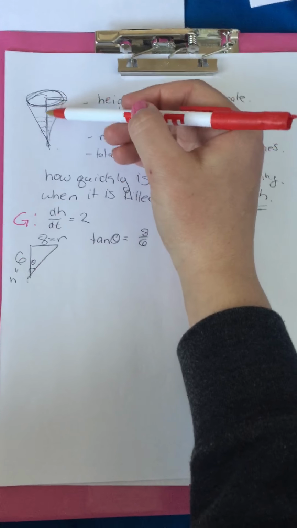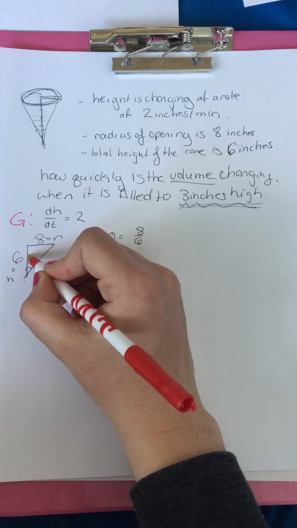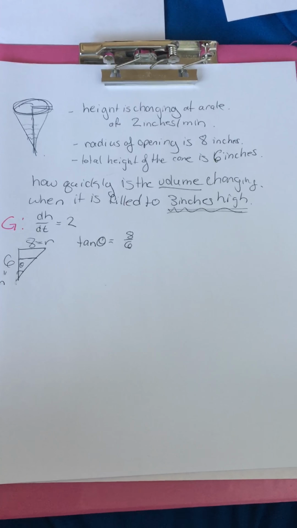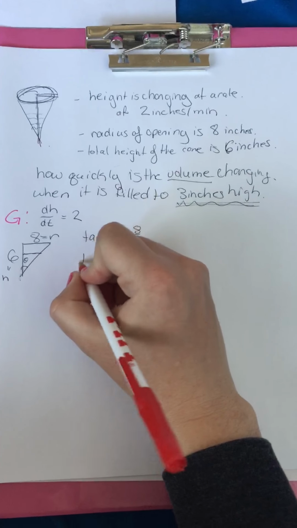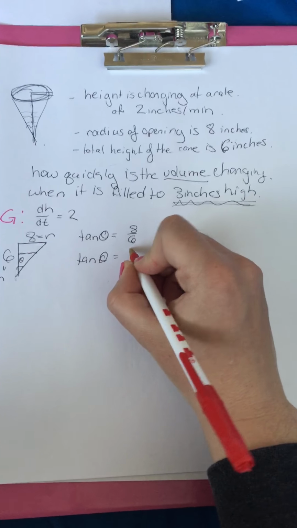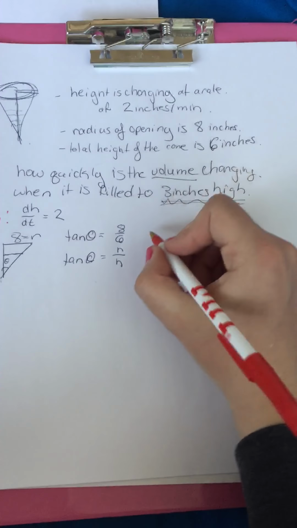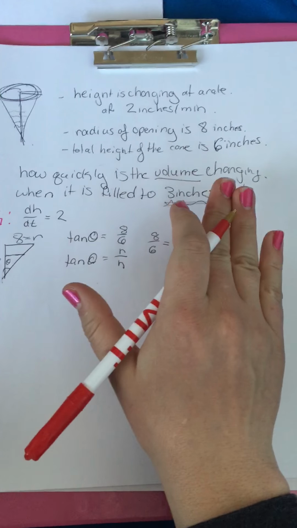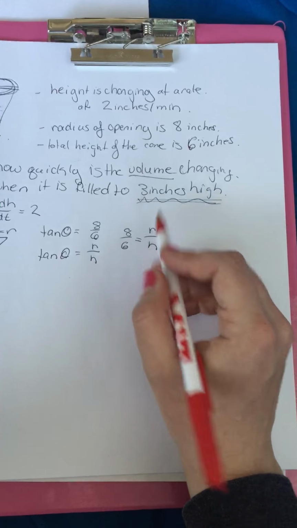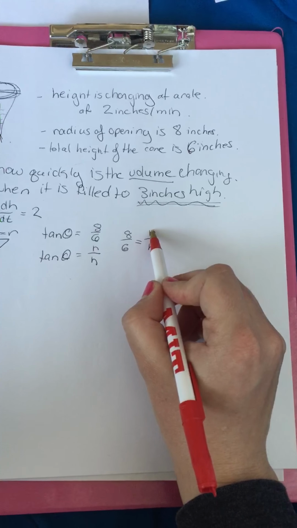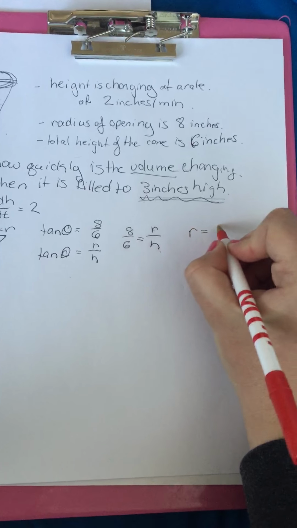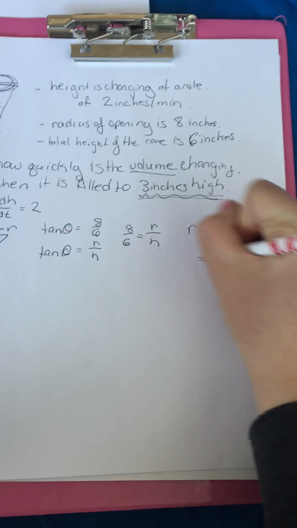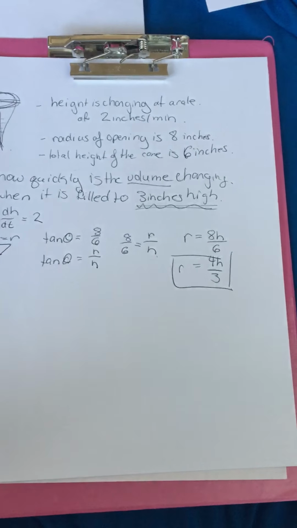But they're related triangles. So even when we're down here, they're still going to have that same theta, because we're not changing the side of the cone. So tan theta at any point in time is equal to the radius over the height. So we can say that 8 over 6 is equal to r over h all the time. What we want to do is get r in terms of h because we don't want r kicking around. So r is equal to 8h over 6, which is 4h over 3.